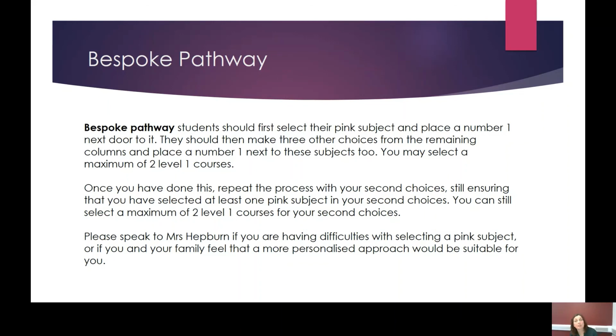The only difference here is that you may select a maximum of 2 level 1 courses instead, that the other students haven't got options to do. So once you've done this, you repeat the process with your second choices, still ensuring that you've selected at least 1 pink subject in your second choice. You can still select a maximum of 2 level 1 courses for your second choices. You don't have to, it's an option. Please speak to myself if you're having difficulties with selecting a pink subject, or if you and your family feel that a more personalised approach would be more suitable to you.